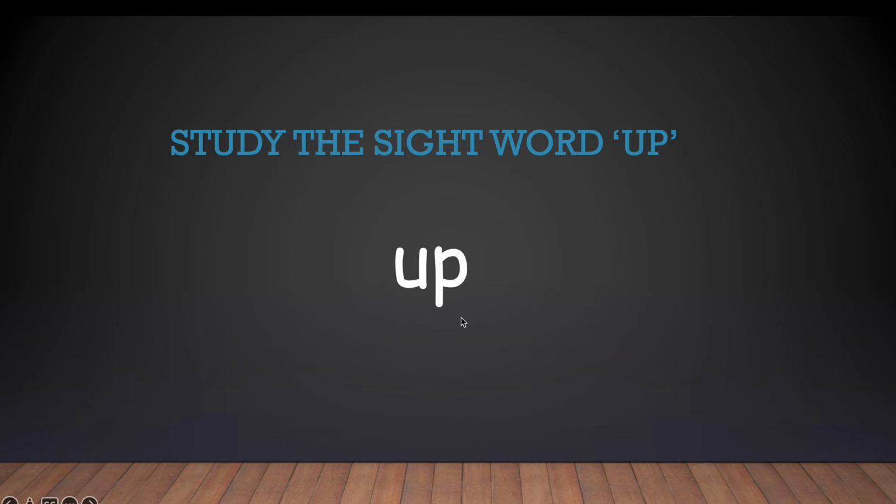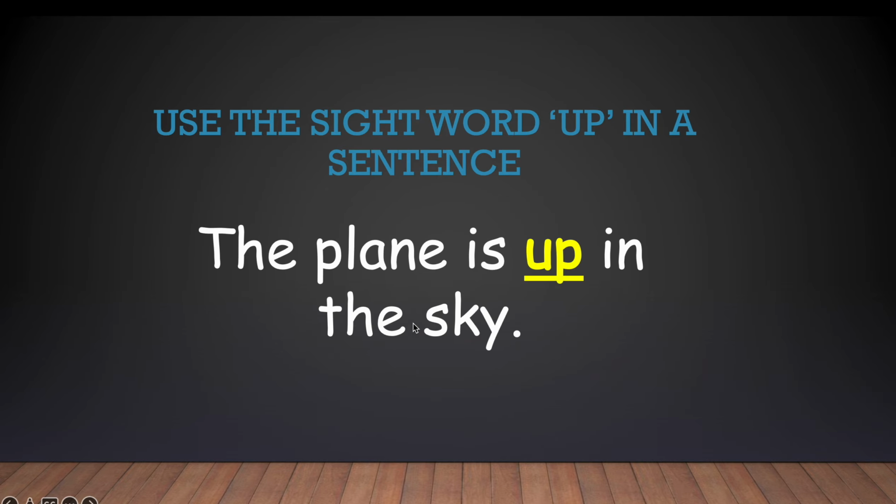Let's clap the syllables in the sight word up. Up. Up has one syllable. Next, let's use the sight word up in a sentence. The plane is up in the sky. Now you think of a sentence with the word up in it and say it out loud now.